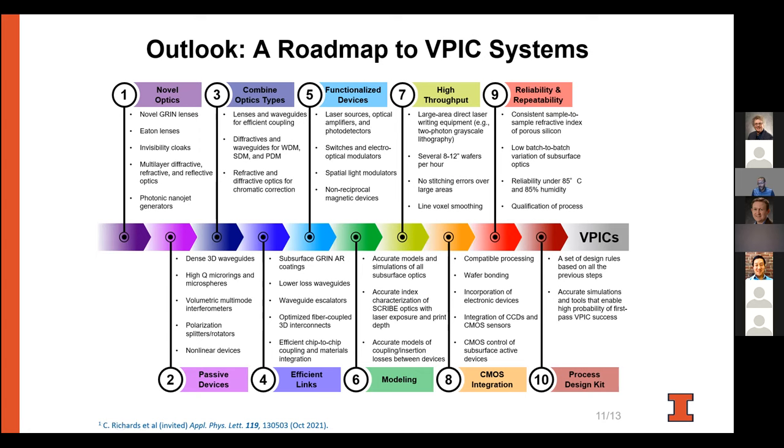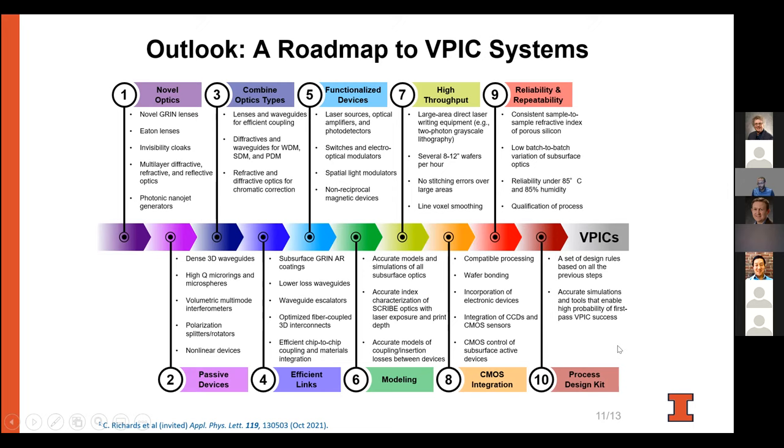Because we can do volumetric things, you can imagine that we can make chips that could potentially just sit on top of a CCD and can do some form of optical signal processing before it's received by the CCD, in addition to the application that I talked about, data transfer. And then working on repeatability and reliability, and then finally developing a process design kit that others can use.